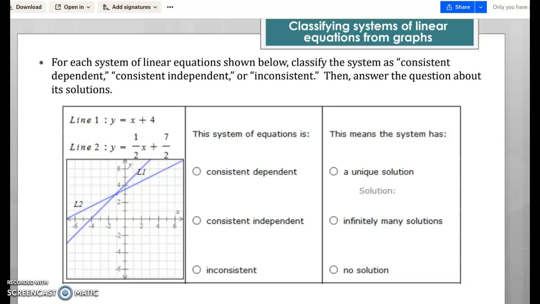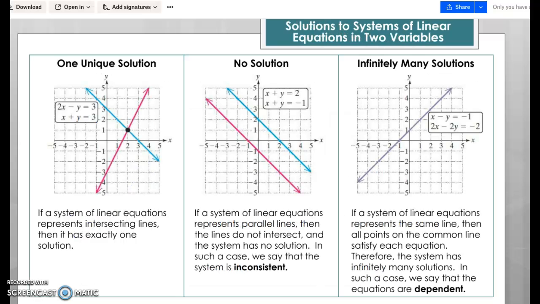Hey everybody, in this video we'll talk about classifying systems of linear equations from graphs. Before we do this, let's talk about what different solutions look like and what they mean. So I've talked a little bit about this in my graphically solving a system of linear equations video.